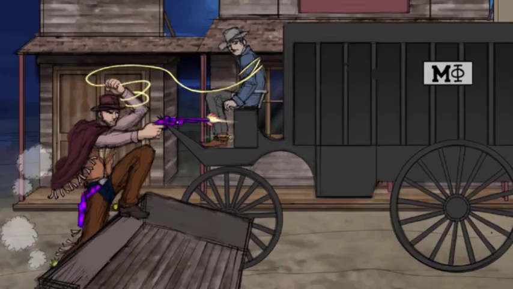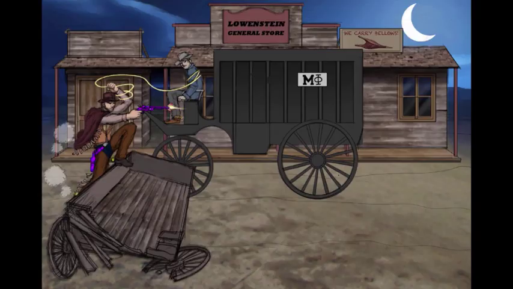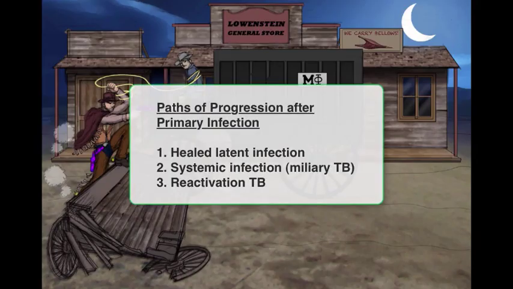Okay, now that we've covered the important virulence factors, let's go through the progression of TB. Once someone's infected by TB, they have what's known as a primary infection. After this primary infection, there are essentially three different outcomes. One is a healed, latent infection. Another is that it can cause a systemic infection that can be particularly severe.